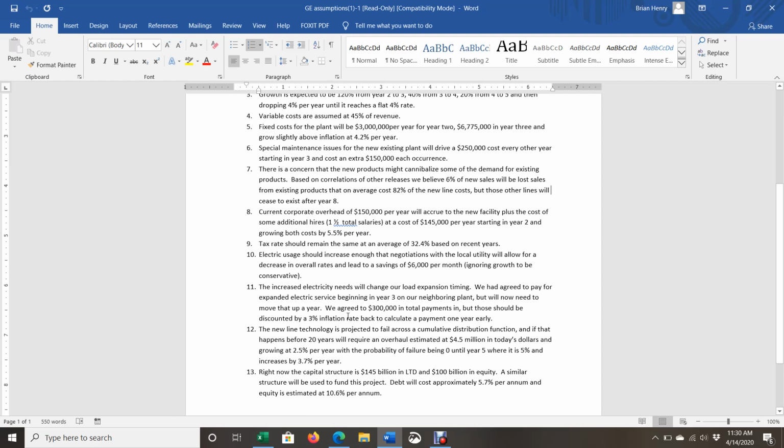All right. Current corporate overhead of $150,000 per year will accrue to the new facility plus the cost of some additional hires at a cost of $145,000 in year 2, growing both costs by 5.5% per year. So this we can ignore. Current corporate overheads, like we said, that's a sunk thing. That's money we're already spending. It's just being allocated. I don't care about allocation. I care about cash. So again, this is an accounting thing, not a finance thing. But we're going to spend $145,000 per year, starting in year 2, growing at 5.5%.